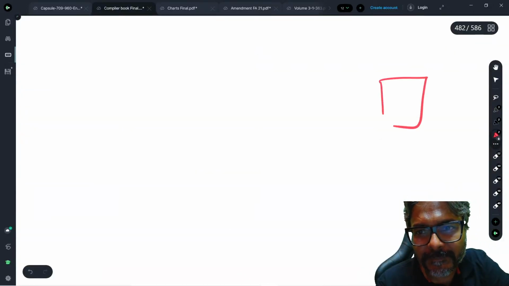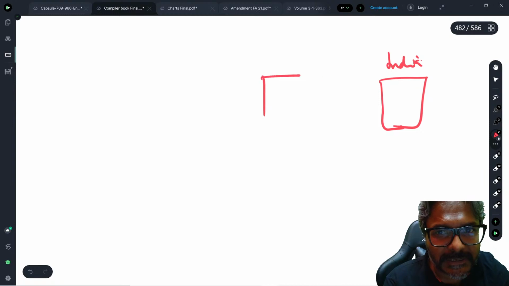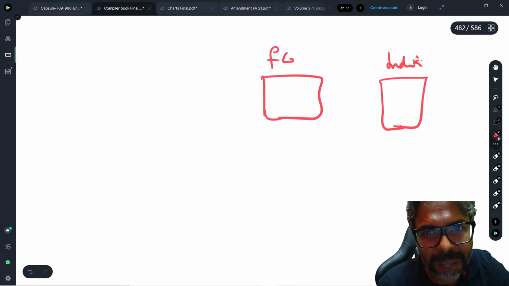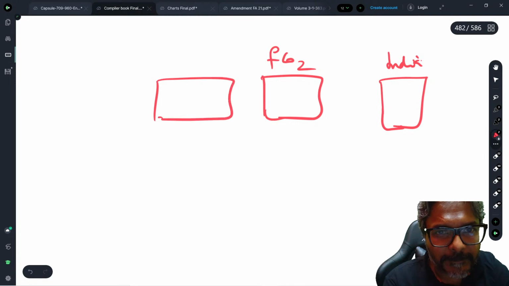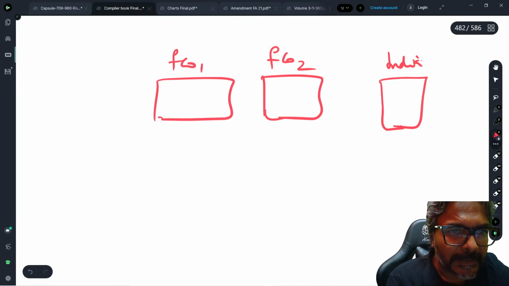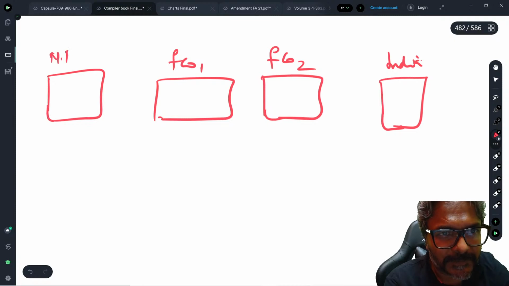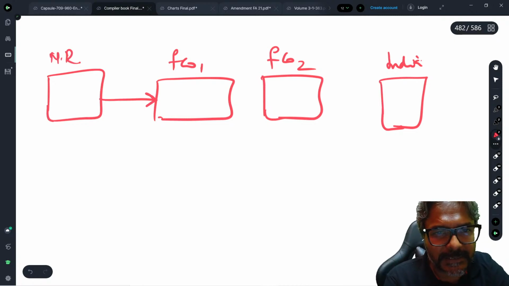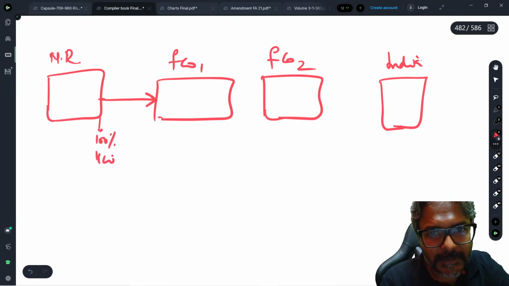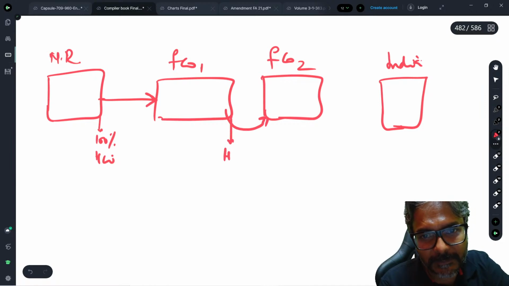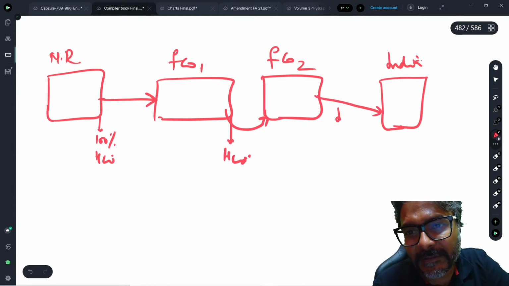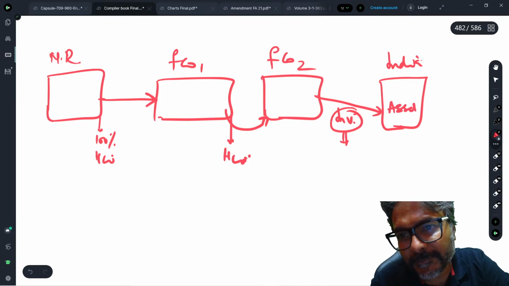Students, supposing there is this case, India. Now just answer me this quickly, students. There is FCO 2, there is FCO 1, and then there is a non-resident in US. This has made the investment, so it's a 100% holding company. Accordingly, this is also a holding company of FCO 2, and thereafter it has made investment in Indian asset. So the asset is in India.